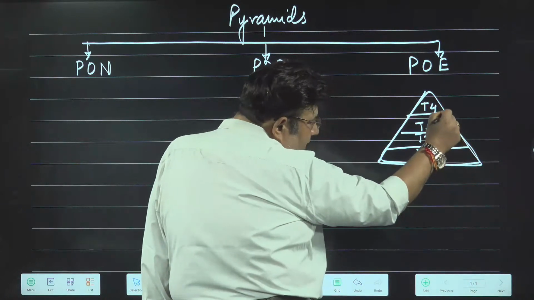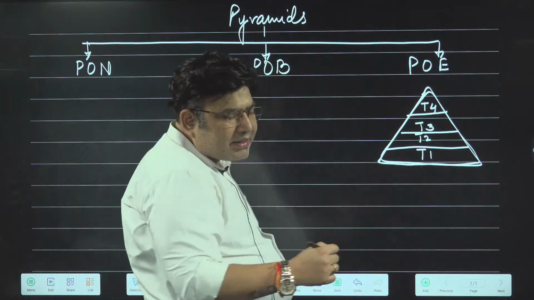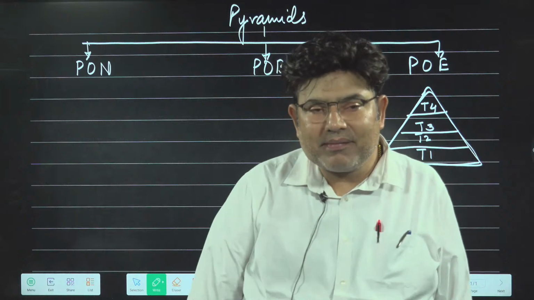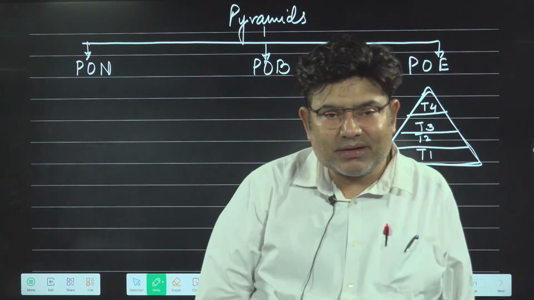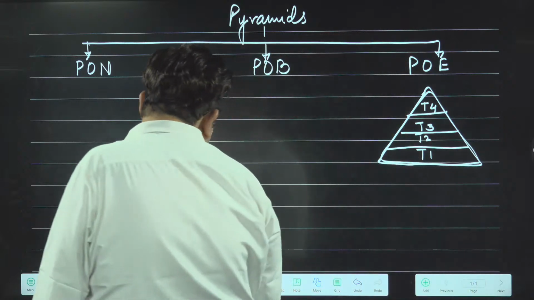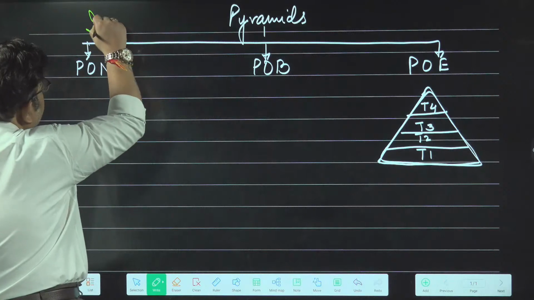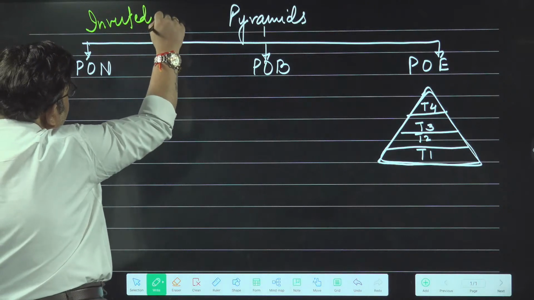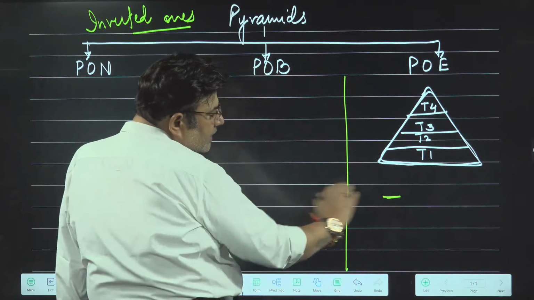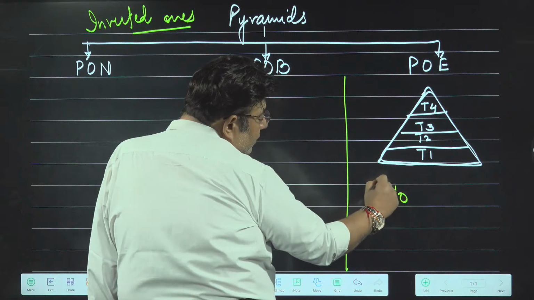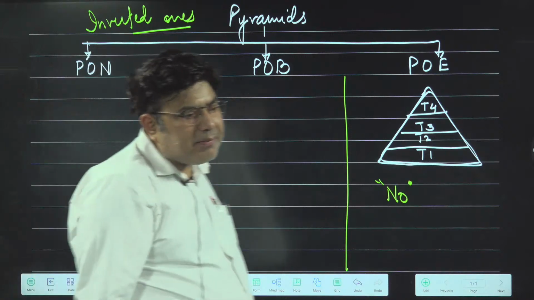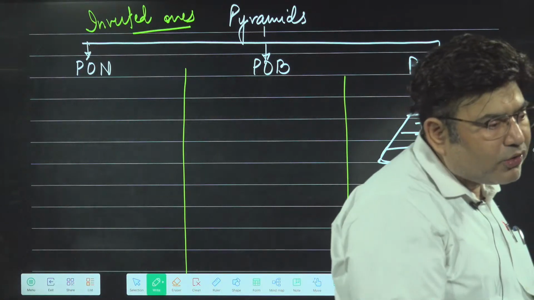Now you may be asking, sir, pyramids are always upright. Yes. But sometimes we also get inverted pyramids, and that is the place where questions come. 99% of questions come on the inverted pyramid. So let us see which pyramids are inverted. In case of pyramid of energy, there is none, no pyramid which is inverted. Pyramid of biomass, who will tell me which pyramid is inverted in the pyramid of biomass?